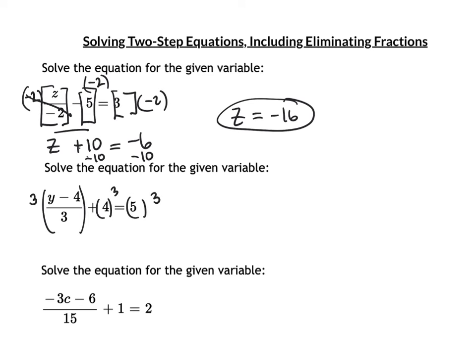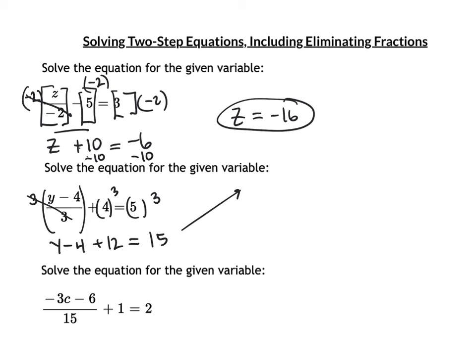I'm going to multiply everything by 3. Now, don't distribute that 3, because the 3's are going to cancel. You're dividing y minus 4 by 3, and you're multiplying it by 3, so the 3's cancel. So I get y minus 4 left, plus, I'm multiplying by 3, 12 equals 15.